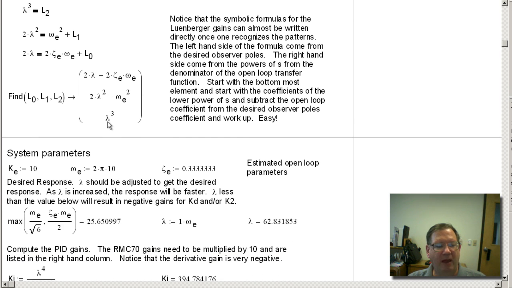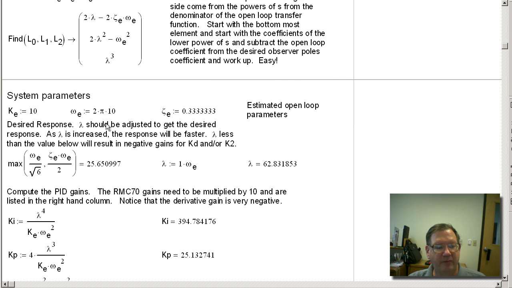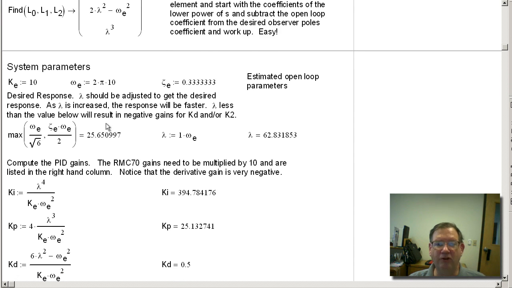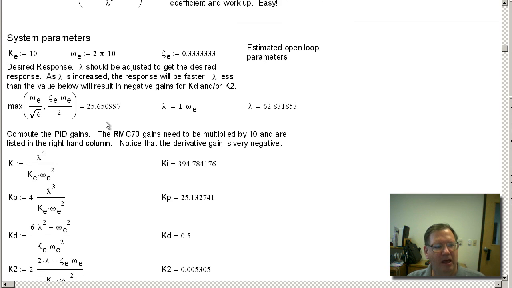The poles are actually at minus lambda. So now we're going to try to apply this to a real system, because this is where you can see how the estimator or observer works, or will shine.